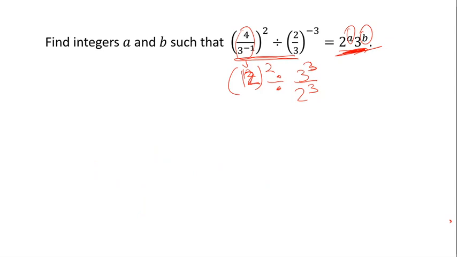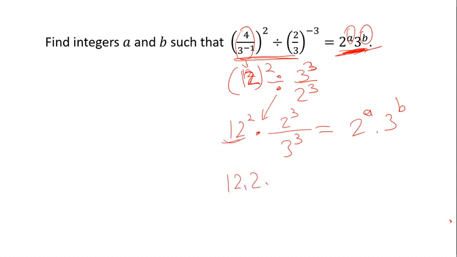So this means 12 squared times 2 cubed over 3 cubed. Now we will try to write it as the product of the powers of 2 and 3. So here we can do it this way: 12 times 12. I will put the 1 here and then multiply 12 times 12 times 2 cubed over 3 squared, 3 cubed.